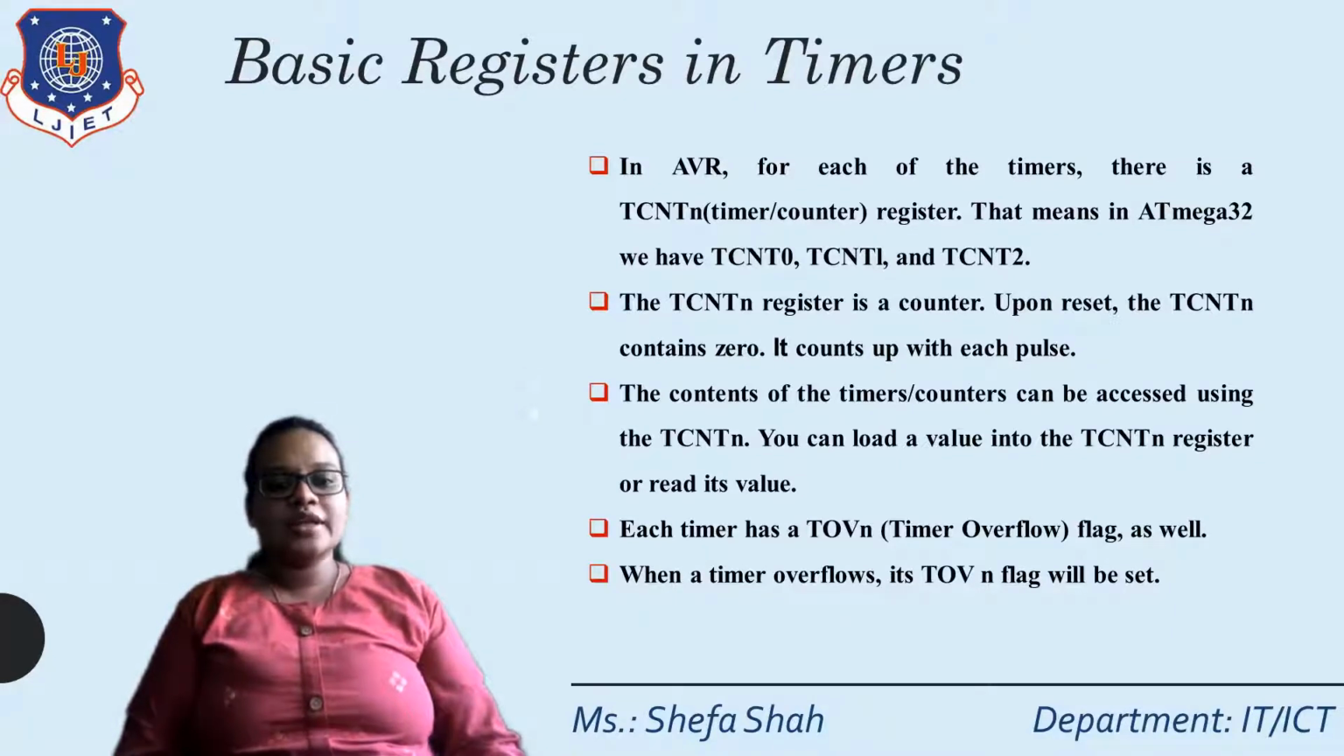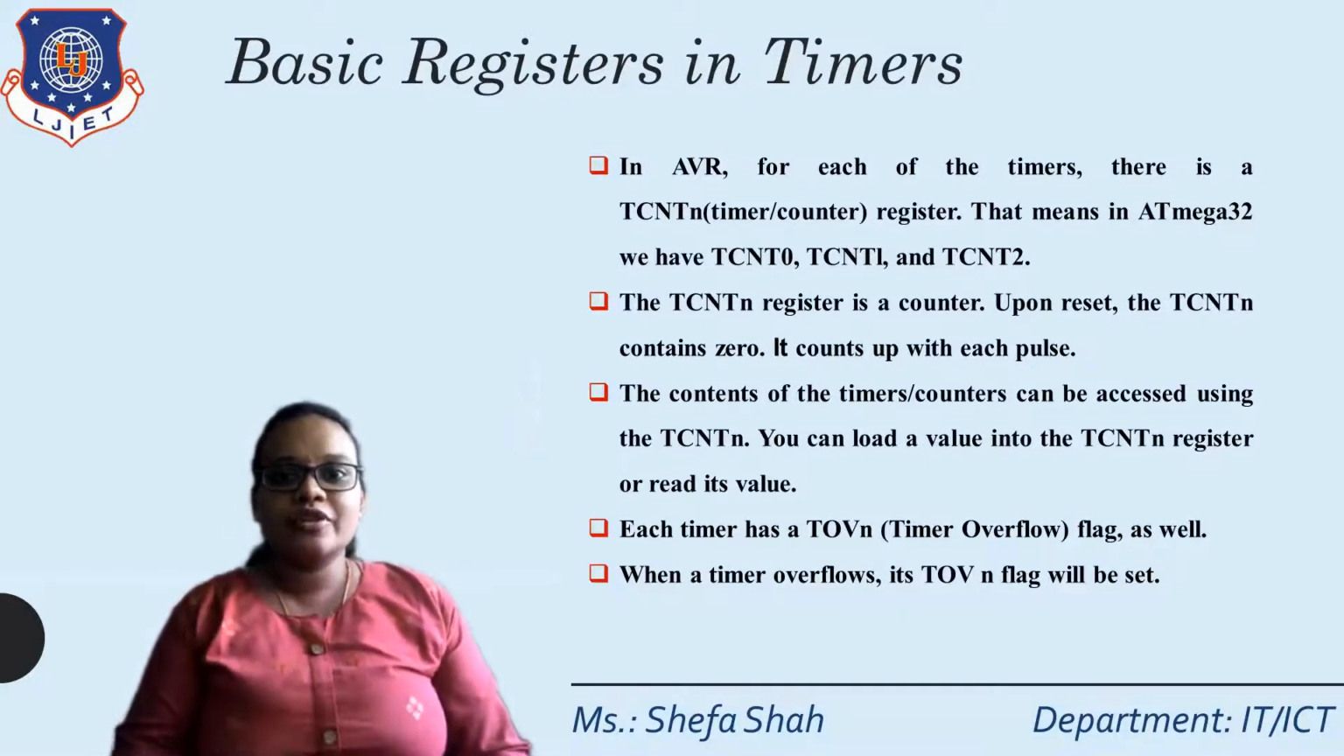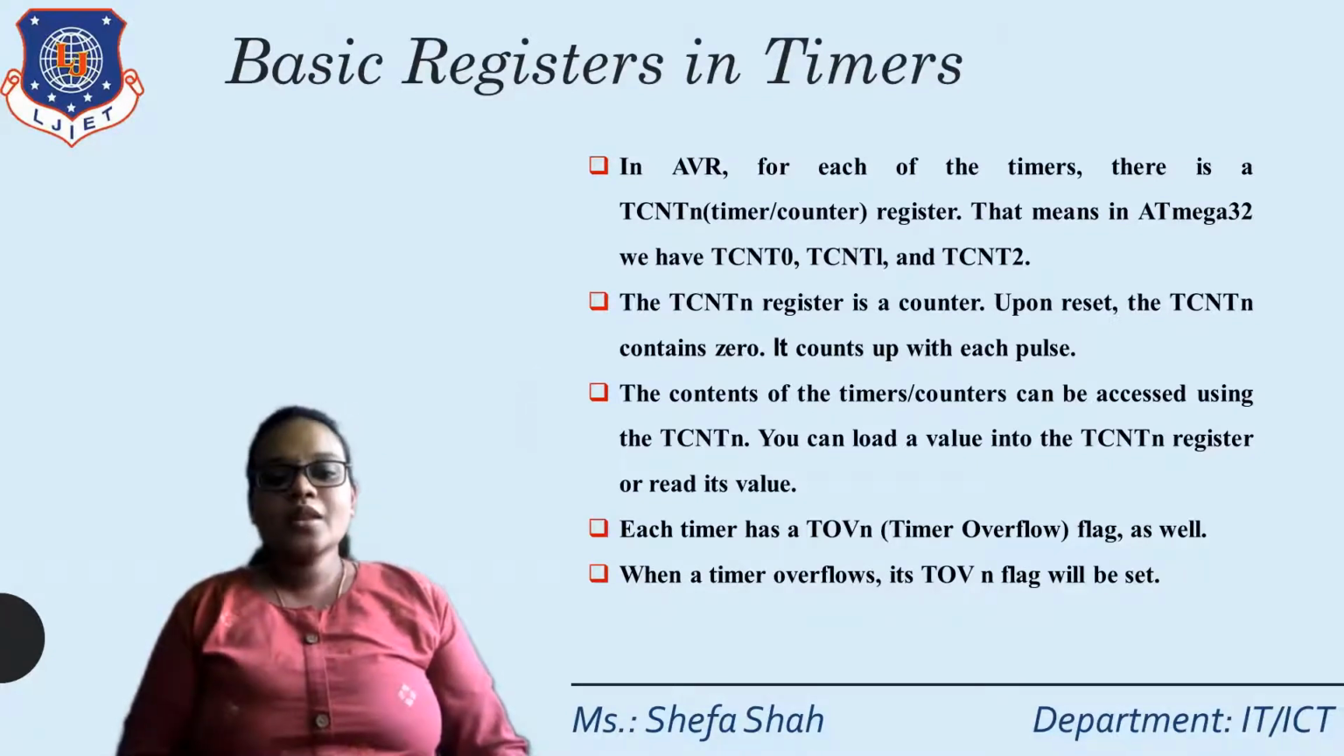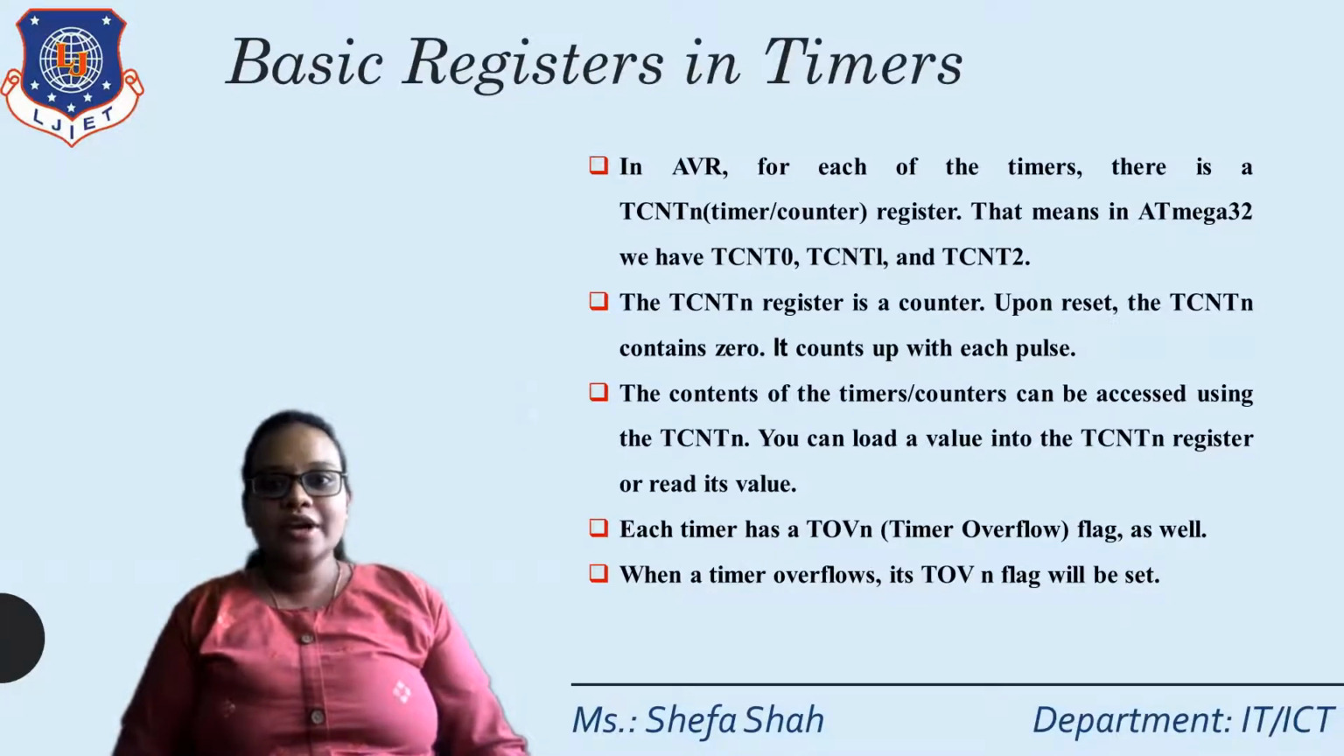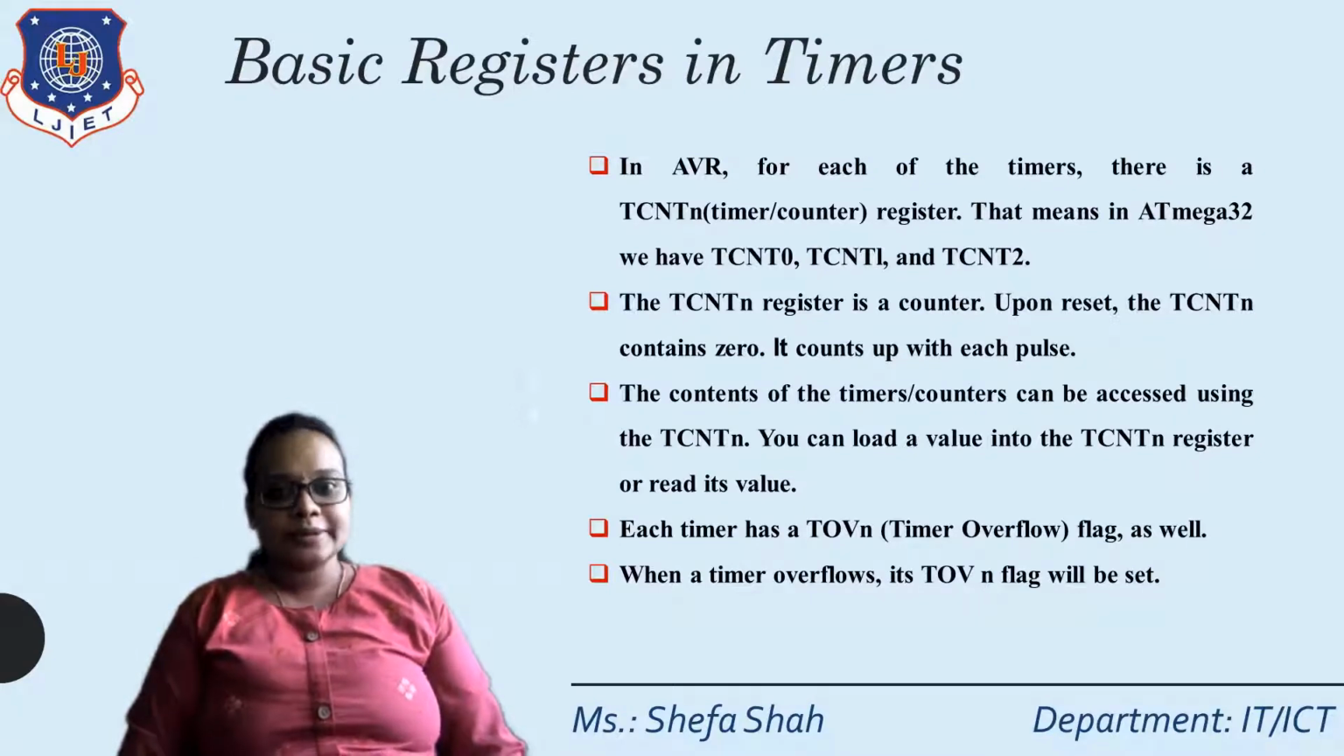Each timer also has a TOV flag, the timer overflow flag. Whenever TCNT is incremented, the timer overflow flag is checked until it is set. When the timer overflows, its TOV flag will be set. So we need to monitor at what particular time, and after how many clock pulse cycles, the timer overflows and the TOV flag is set.